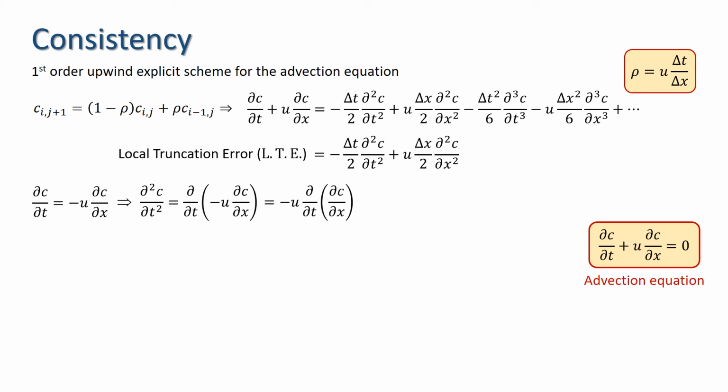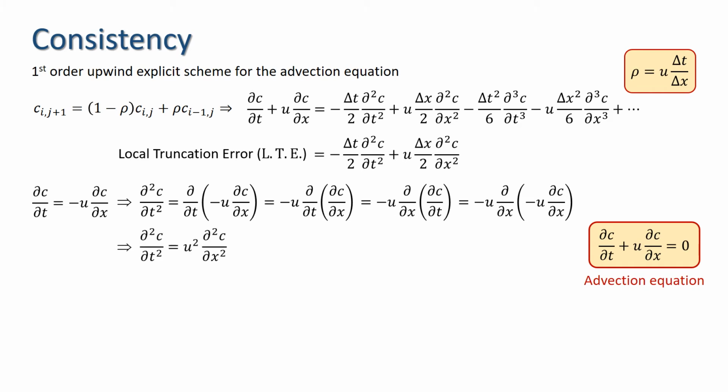We also know, and this is a standard result that you can look up, that the order of partial differentiation can be swapped, giving us minus u d/dx of dc/dt. Again, we can replace dc/dt by minus u dc/dx. Finally, again bringing minus u outside the differentiation, we can see that d²c/dt² equals u² d²c/dx².